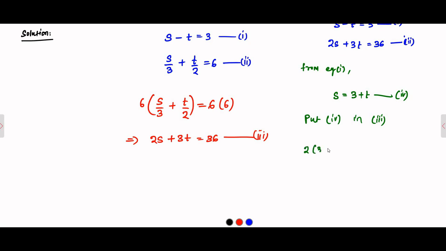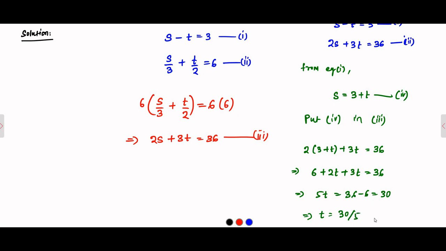So we have 2 into (3 plus t) plus 3t is equal to 36. That implies 6 plus 2t plus 3t is equal to 36. That implies 5t is equal to 36 minus 6, which is equal to 30. That implies t is equal to 30 by 5, that is equal to 6. So we have got t is equal to 6.